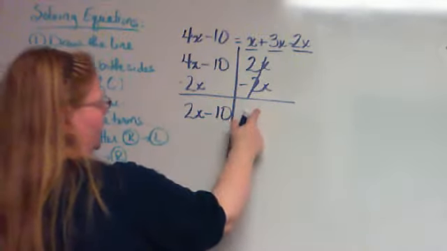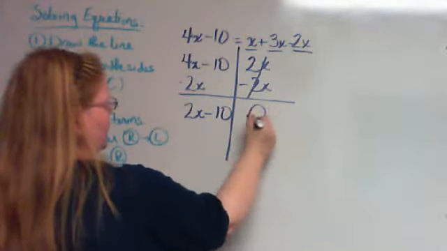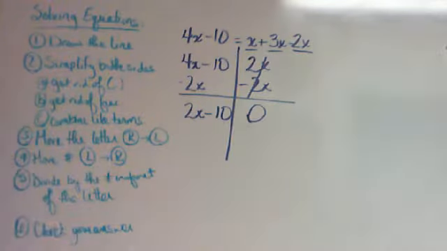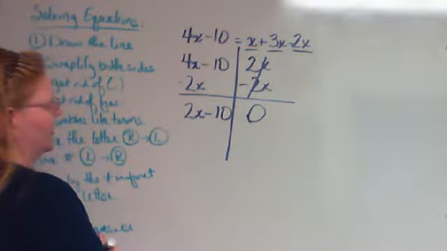What do I have left over here? Nothing. Can't leave this blank. Got to put a 0 there. Don't forget that. Lots of people want to leave it blank. Don't leave it blank. It'll mess you up later. Put a 0 there so that you know there's nothing there.